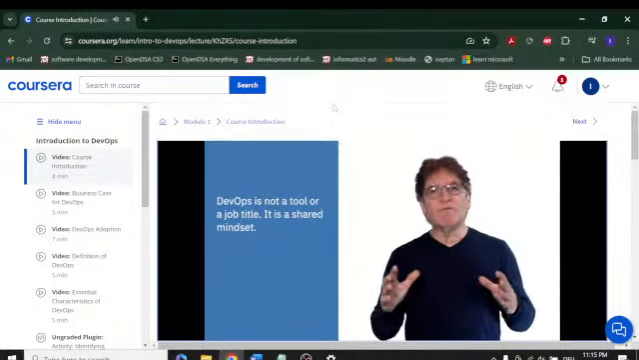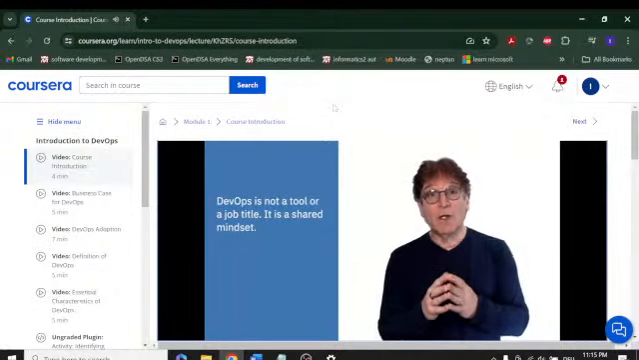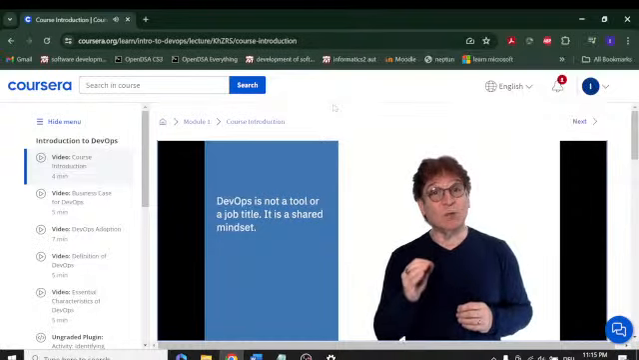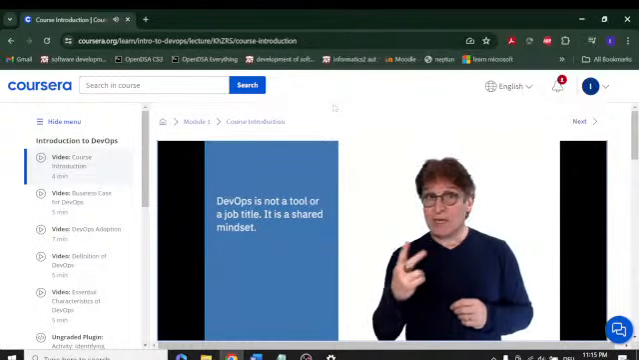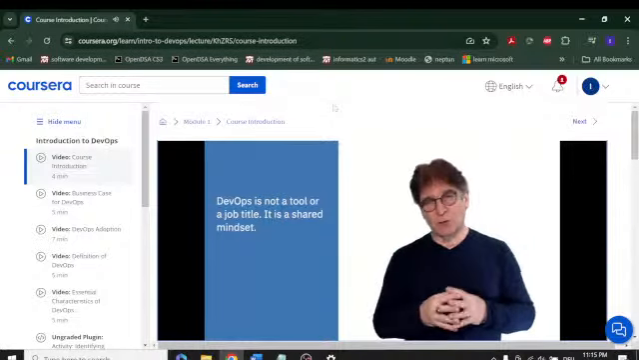DevOps is the practice of development and operations engineers working together through the entire software development lifecycle, following lean and agile principles that allow them to deliver software in a rapid and continuous manner. If you want to do it fast, you want to do it continuously, you need to adopt the shared mindset that is at the heart of the DevOps culture.